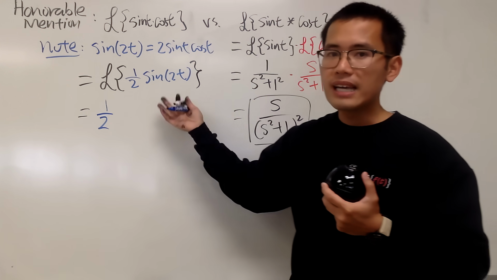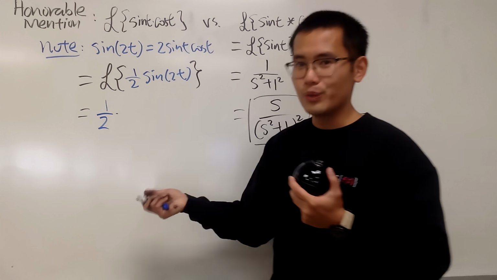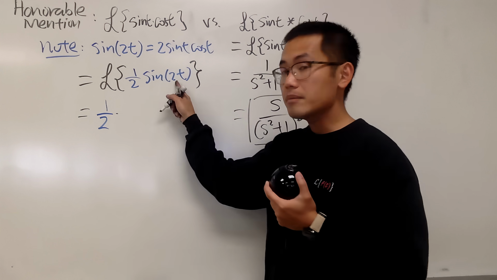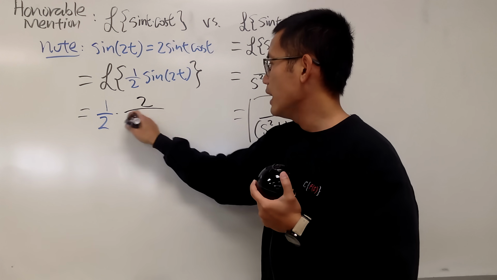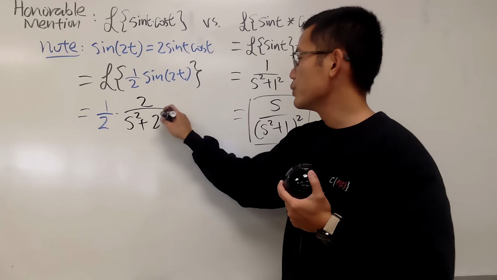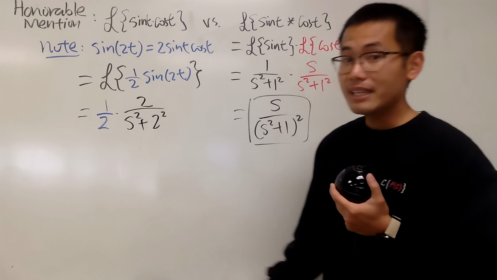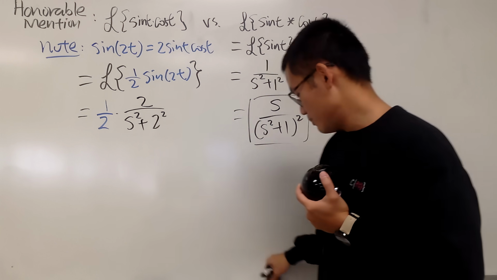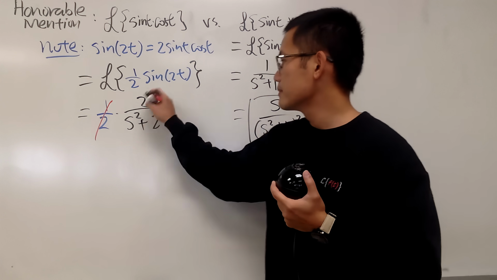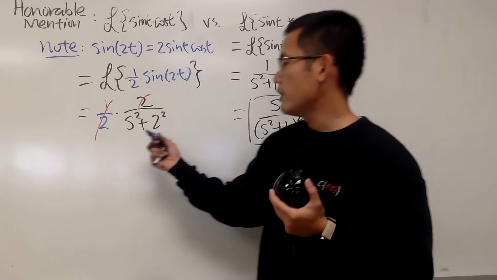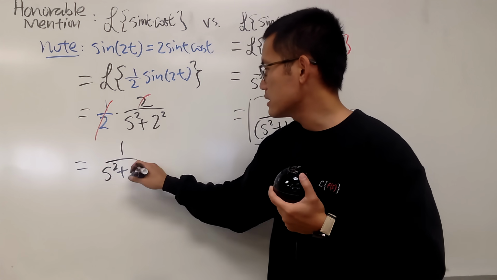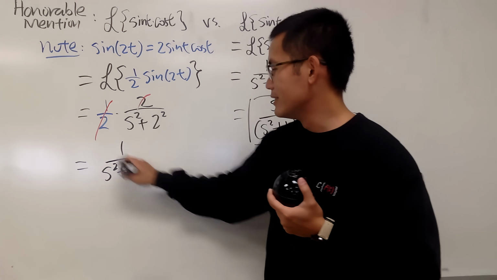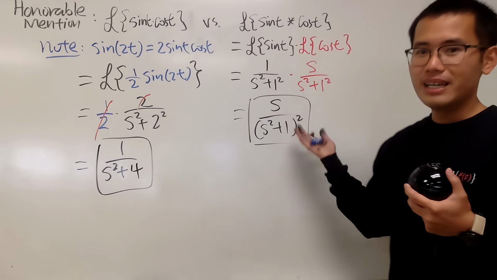Now, 1/2 is 1/2. Good. And then sine of 2t, well, we did this a few times already. B on the top, right? So we have the 2 on the top, and then over s squared plus 2 squared, like that. Hey, guess what? This and that cancel. Pretty cool. So, final answer, we get 1 over s squared plus 4. Cool, huh?